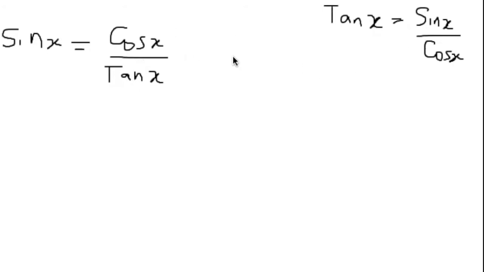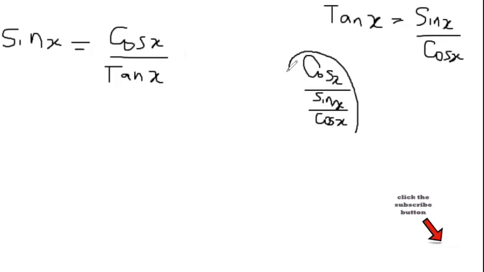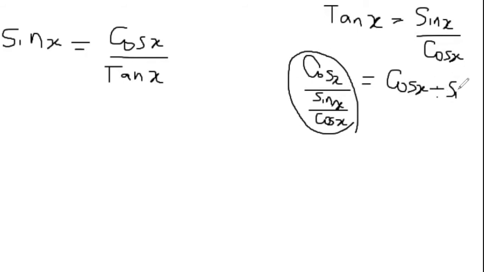So if I replace tan x, I have cos x all over sin x over cos x. Now once you have a fraction in the denominator here, I am going to flip or reciprocate it. But before I do that, let's just rewrite this. So I have cos x, the line means divide. So I have divide, then I have the fraction. So I have sin x all over cos x.